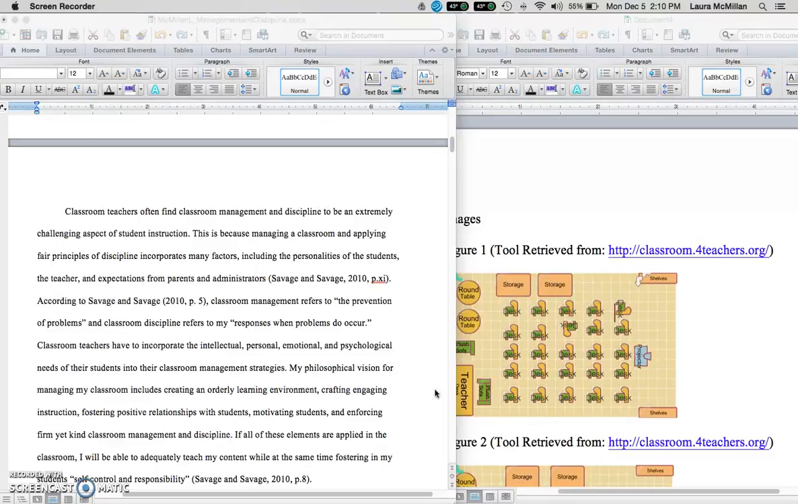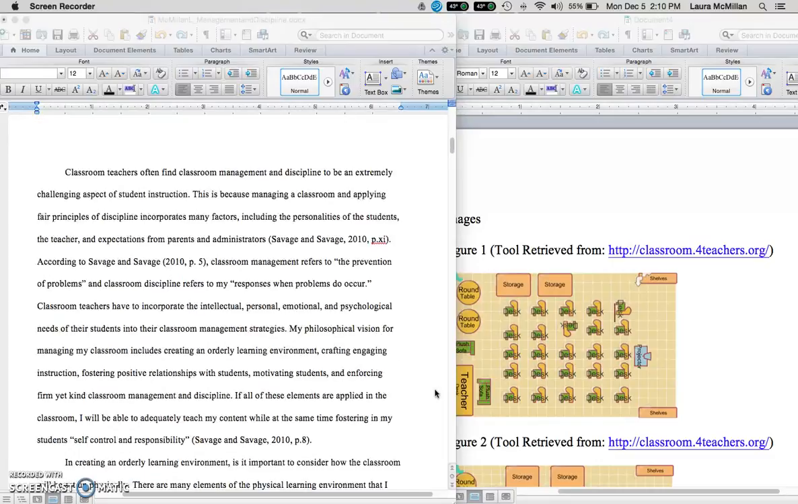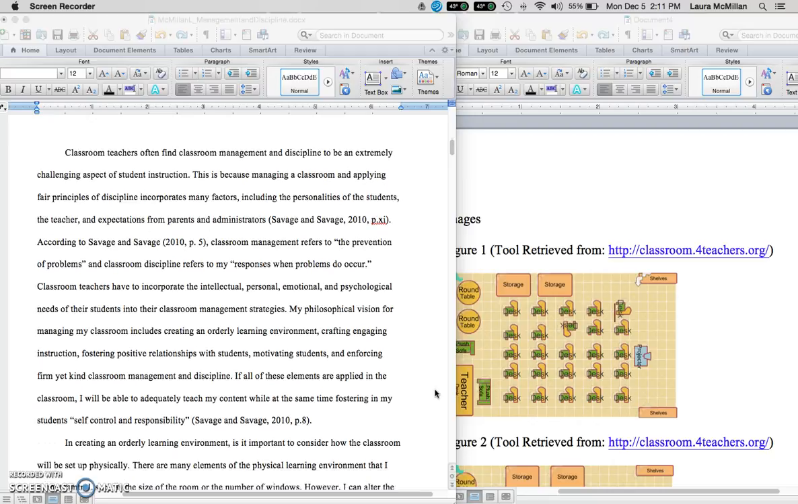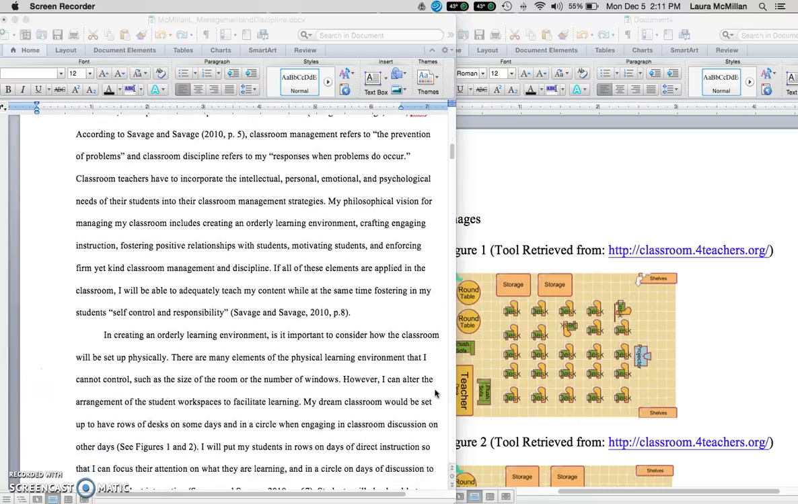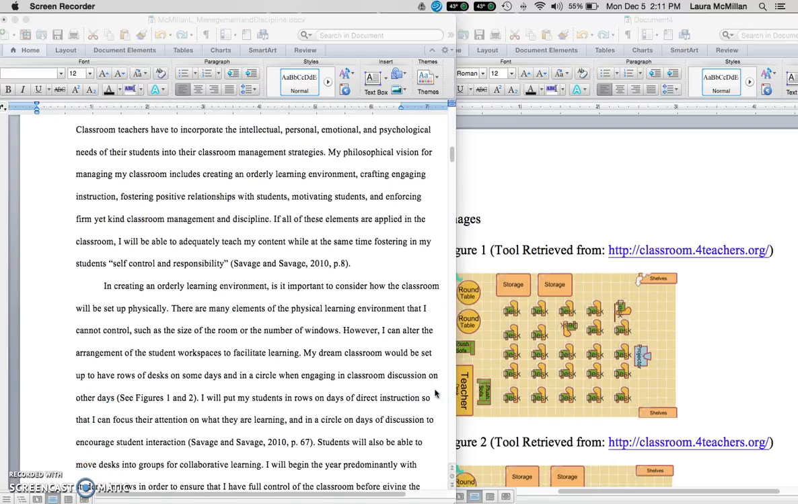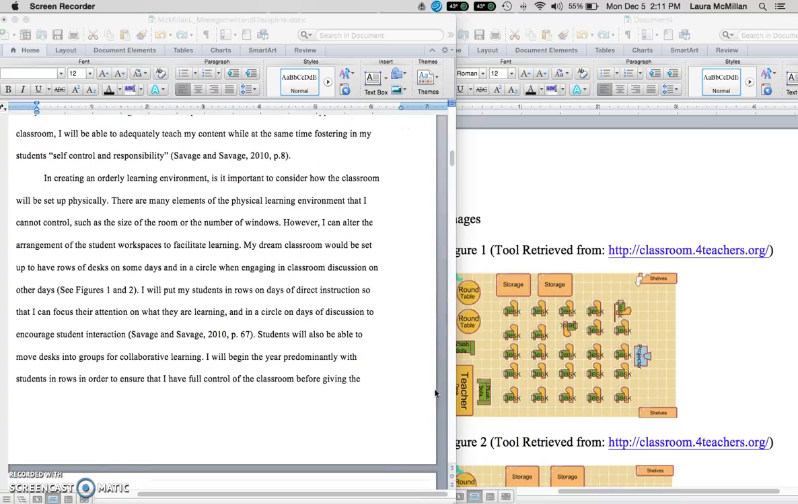their classroom management strategies. My philosophical vision for managing my classroom includes creating an orderly learning environment, crafting engaging instruction, fostering positive relationships with students, motivating students, and enforcing firm yet kind classroom management and discipline. If all of these elements are applied in the classroom, I will be able to adequately teach my content while at the same time fostering in my students self-control and responsibility.